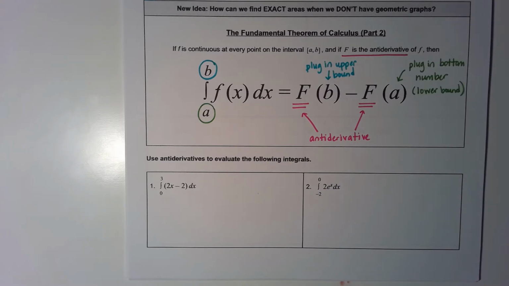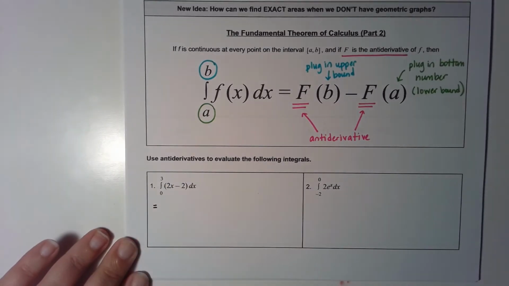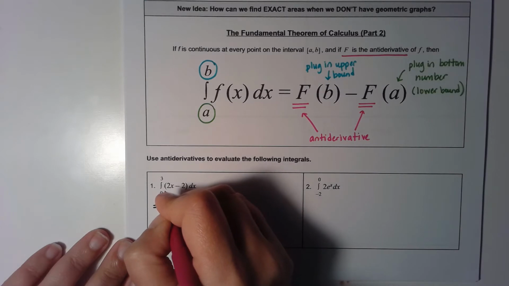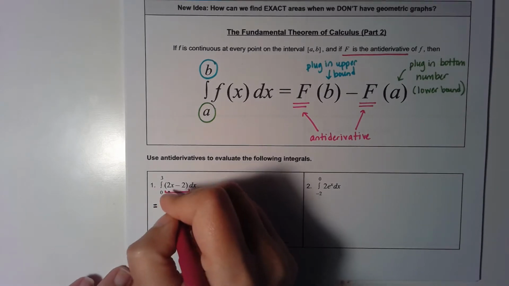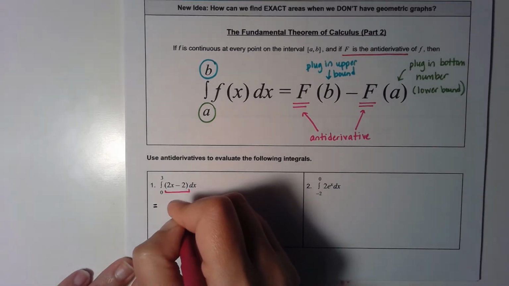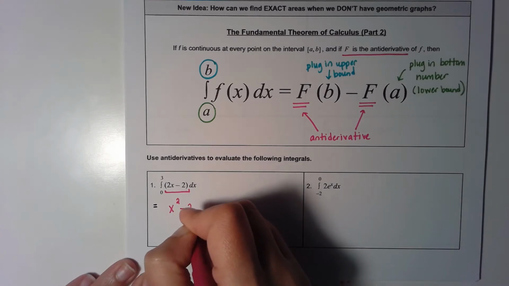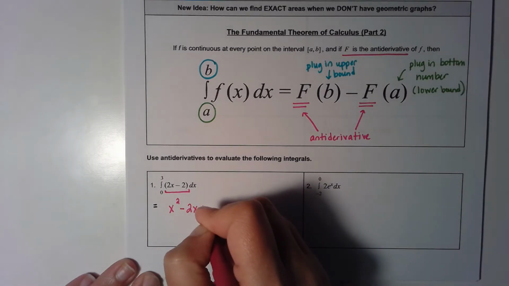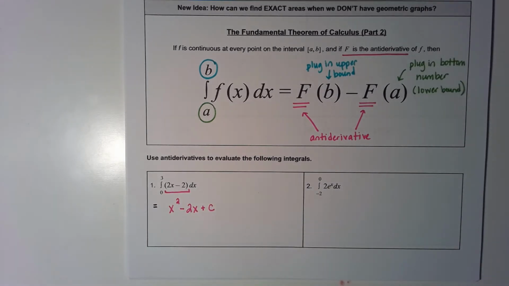The first step is going to be to find the antiderivative. So we're going to find the antiderivative by looking at 2x minus 2 and figuring out what the antiderivative of that function would be. The antiderivative of 2x would be x squared, and the antiderivative of the minus 2 would just be minus 2x, and then we're going to have a plus c as a placeholder for some unknown constant. So I'm writing x squared minus 2x plus c.